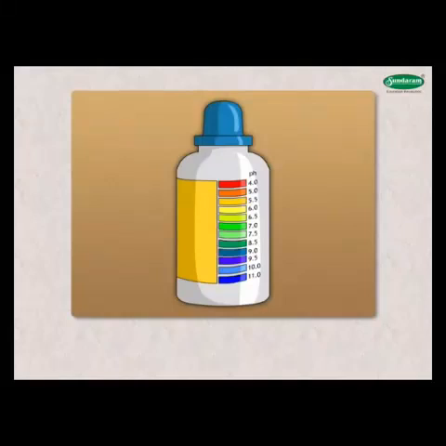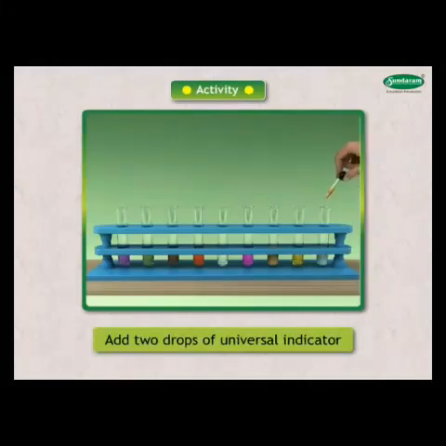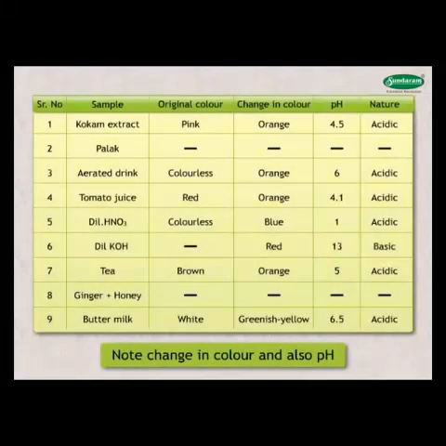A mixture of several indicators is known as universal indicator. Let us perform this activity. Collect samples of kokum extract, palak extract, any aerated drink, tomato juice, dilute HNO3, dilute KOH, prepared tea, ginger with honey and buttermilk in test tubes and add 2 drops of universal indicator to each. Note the change in color and also the pH.